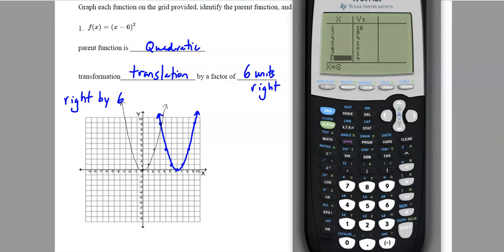And on the homework, there's going to be a drop down because I know there are a lot of different ways. You could have said, you know, right 6 units, 6 right units. You could mix it up. So there'll be drop downs there to make it make a little bit more sense. All right, let's go to the next one.